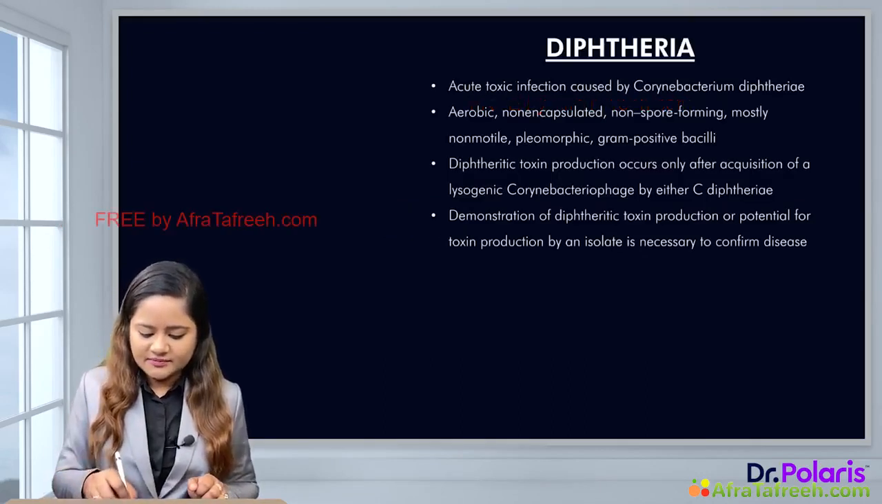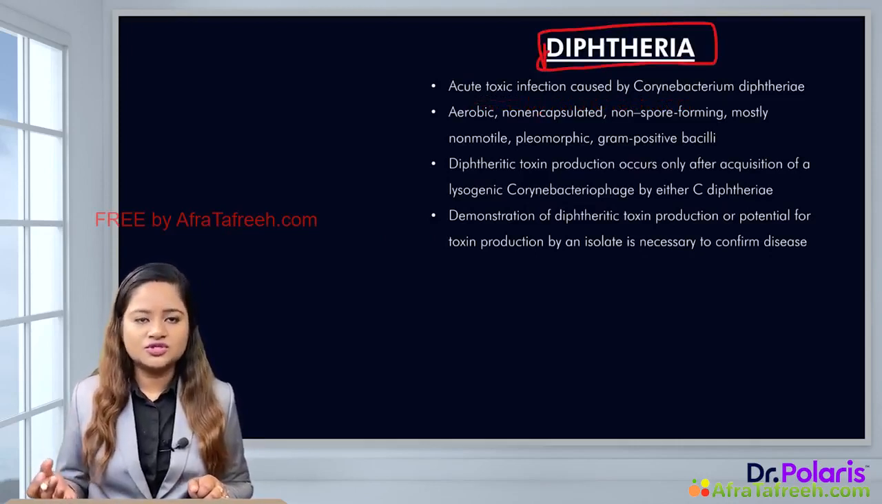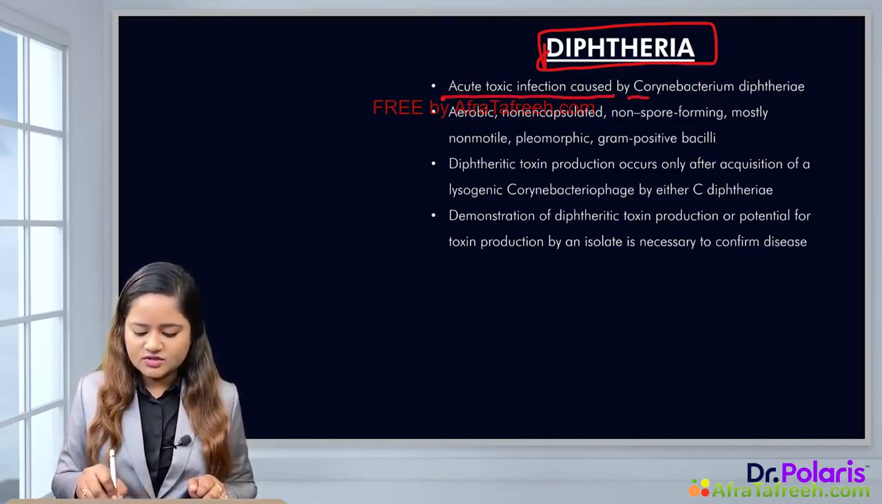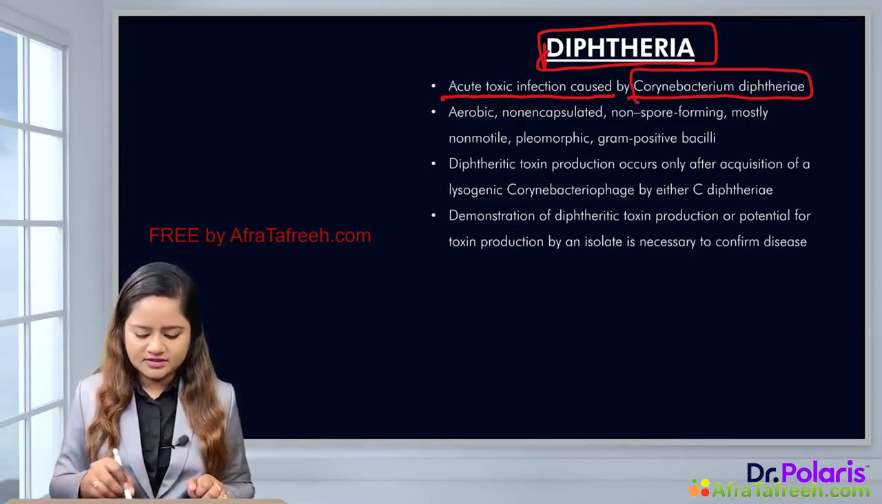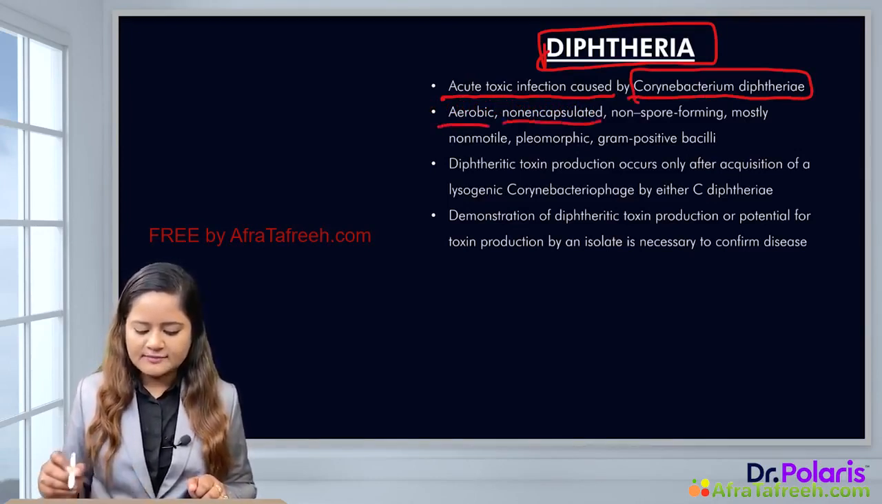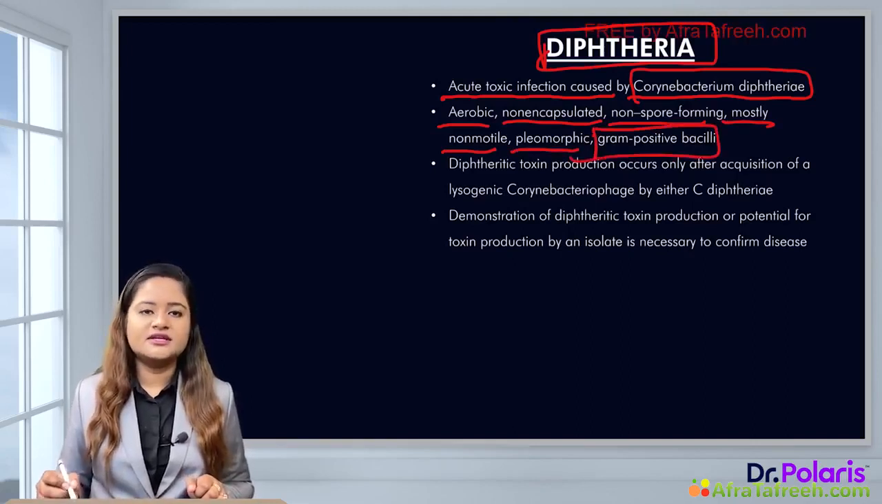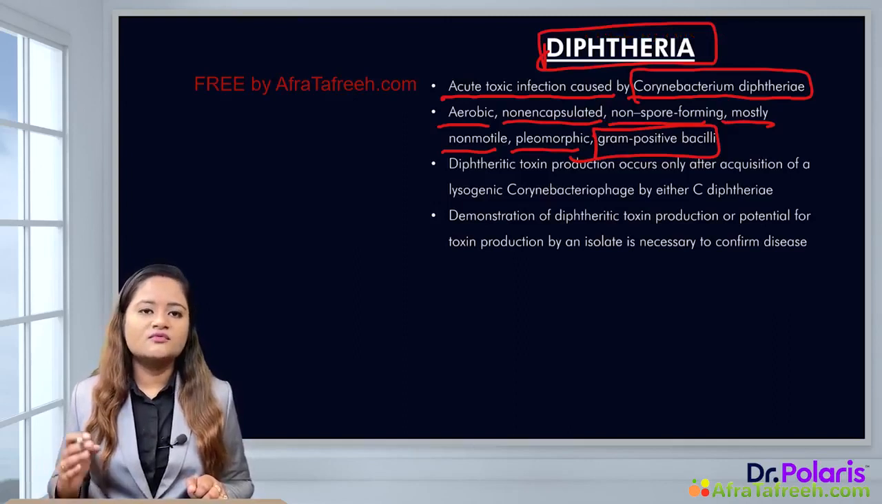So what is diphtheria? Diphtheria used to be a very bad disease many years back, and mortality was almost sure in a patient who got diphtheria infection. It is an acute toxic infection caused by Corynebacterium diphtheriae. It is an aerobic, non-encapsulated, non-spore forming, mostly non-motile, pleomorphic gram-positive bacillus. Corynebacterium diphtheriae can easily be visualized and identified with a simple staining test on a glass slide under the microscope. This is the morphology present in Corynebacterium diphtheriae.